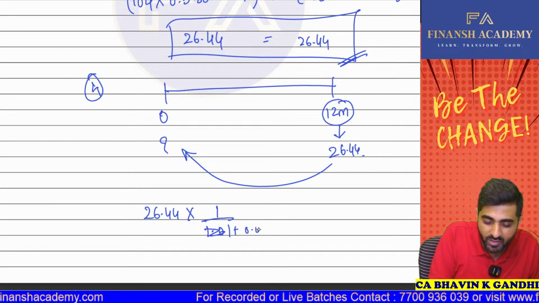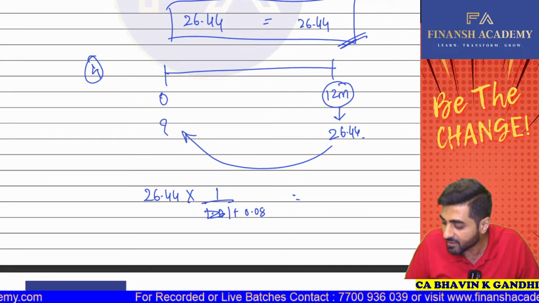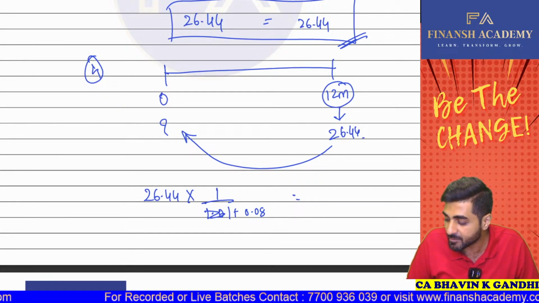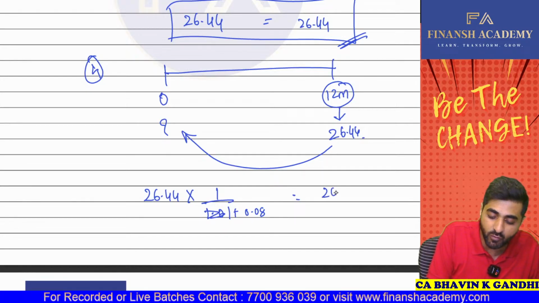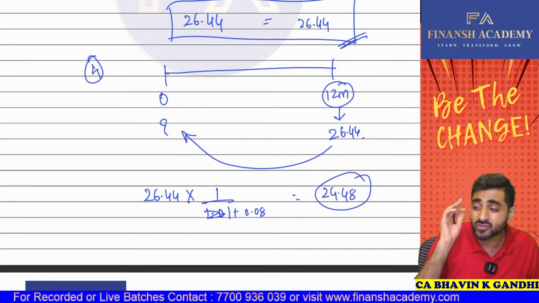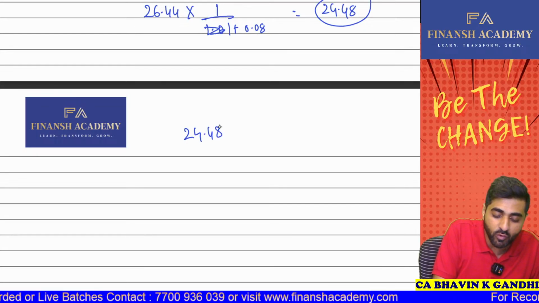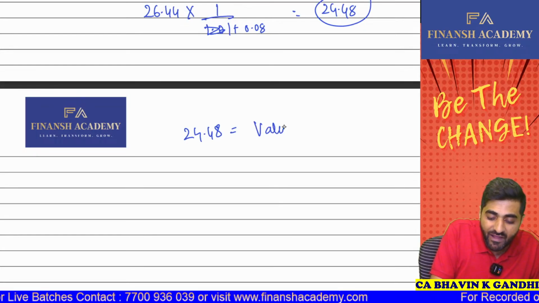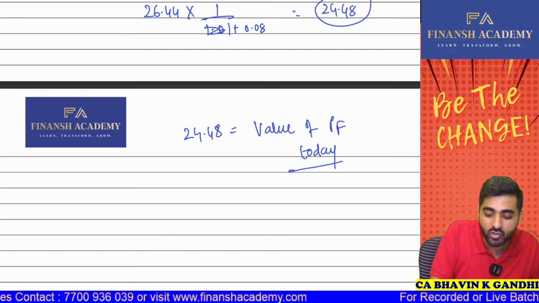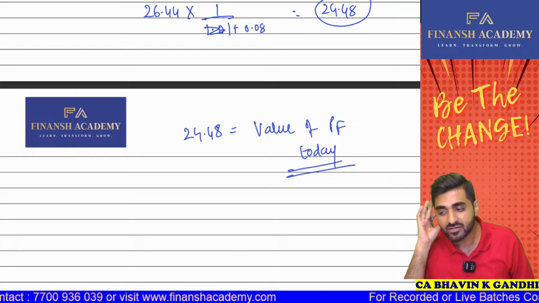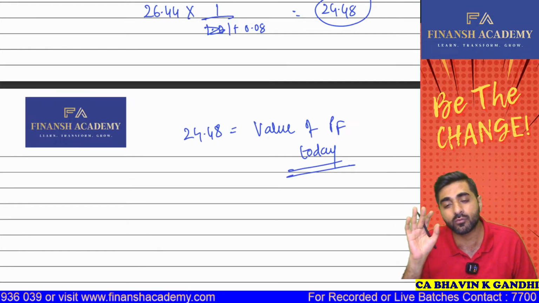1 plus 0.08. So ultimately, my dear students, we will take 1 divided by 1.08 and multiply that by 26.44. So eventually we'll be getting 24.48. So what is 24.48, my dear students? Can I say 24.48 is nothing but the value of the portfolio today? Come on, yes or no? Then the answer is absolutely yes. So it is nothing but the value of the portfolio today. So the value of the portfolio today is 24.48.